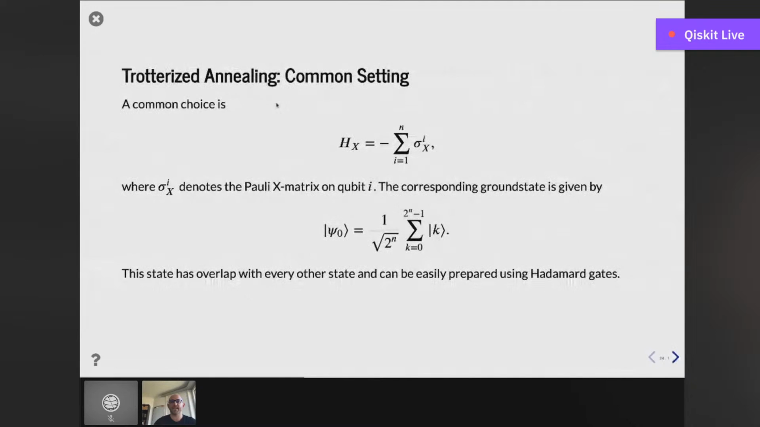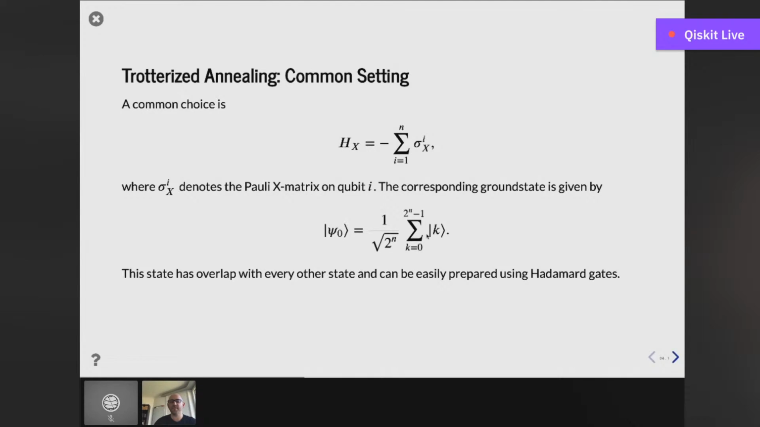Okay, so how do we choose this HX? A common choice here is setting HX equal to the sum of sigma x terms on the ith qubit, given like that. This is nice because it's easy to prepare. It's just these single qubit Paulis. And the ground state of this is actually given by the equal superposition state, which we have here. And this is also easy to prepare, just by Hadamard gates.